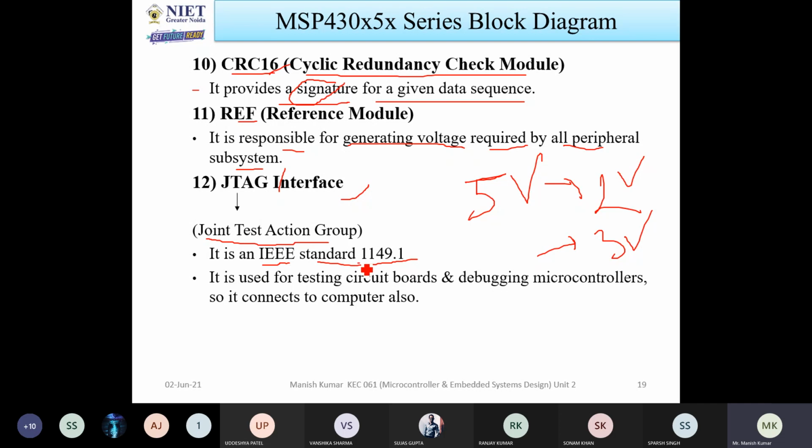The IEEE standard value for this is 1149.1. This is just a number, it doesn't matter. It is used for testing circuit boards and debugging microcontrollers, and it connects to a computer also. If you have a JTAG interface, you can connect this microcontroller to the PC directly. And for connecting, you don't need any hardware, sorry, you don't need any software or any driver. If the JTAG interface is there, you can directly plug and play.